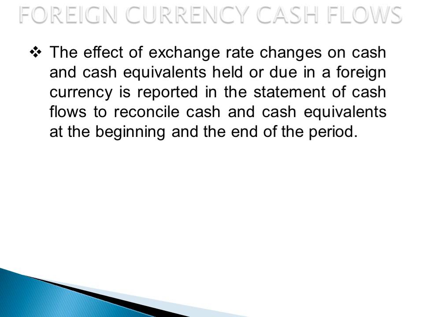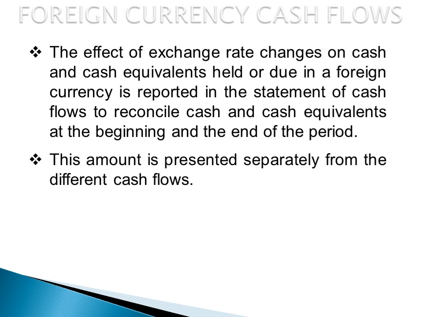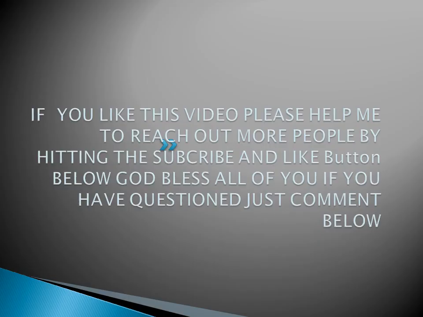Okay? So next, the effect of the exchange rate on cash and cash equivalent held or due in the foreign currency is reported in the statement of cash flow to reconcile cash and cash equivalent at the beginning and at the end of the period. So if you would see, we still have one line item that states the foreign currency cash flow or the net foreign currency cash flow because those still have some translation gain sometimes. Then the amount is presented separately from the different cash flows. So that's at the bottom. Okay?